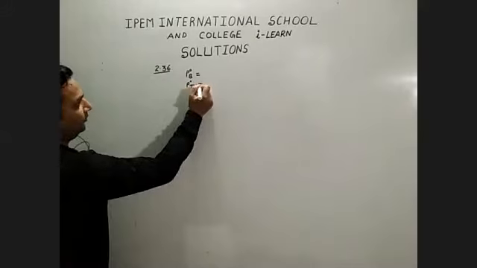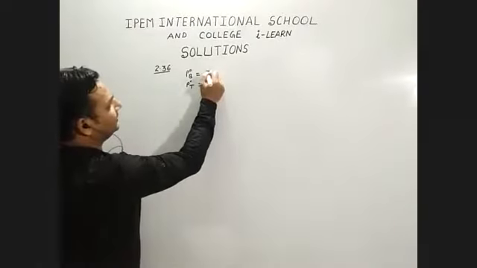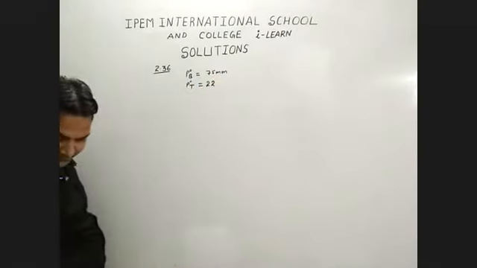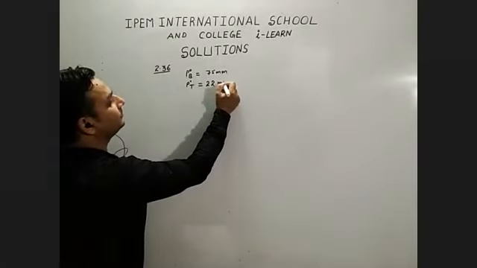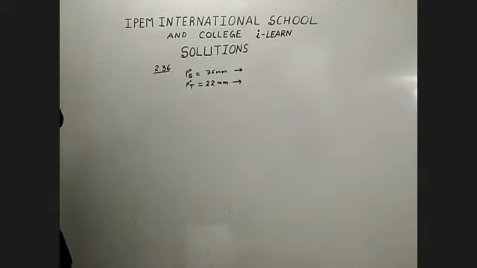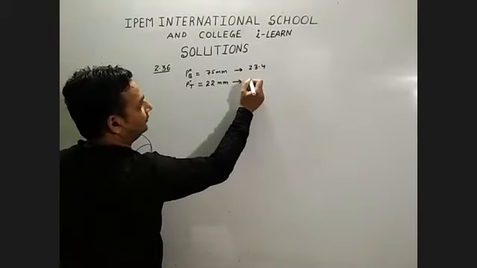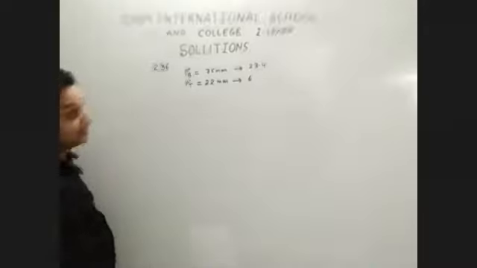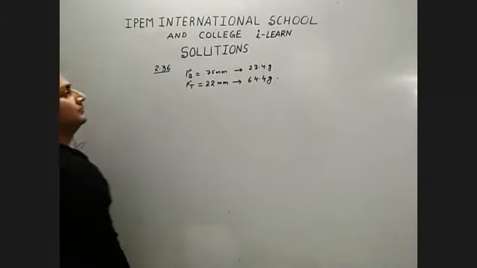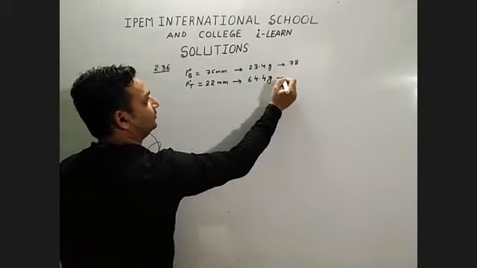Since they have given benzene and toluene, it's easier for us. Benzene 75, toluene 22 mm. The masses given are 23.4 gram of benzene and 64.4 gram of toluene. The molecular mass of benzene you know, 78, and toluene, 92.